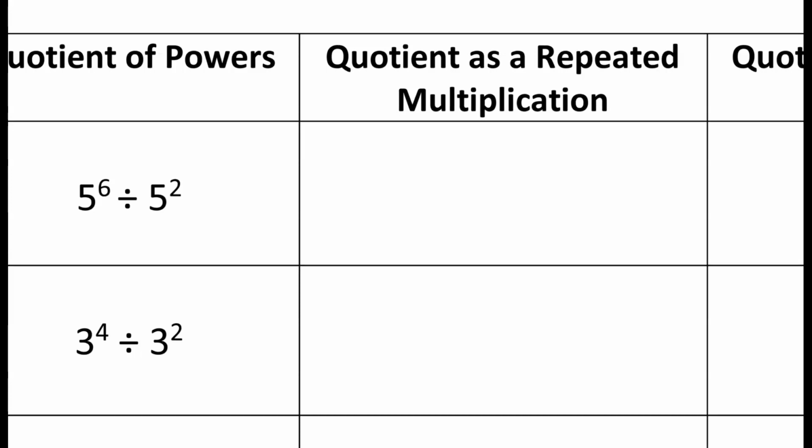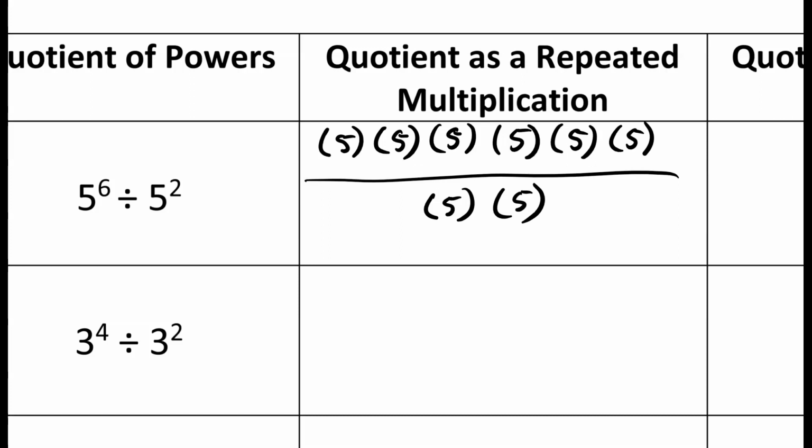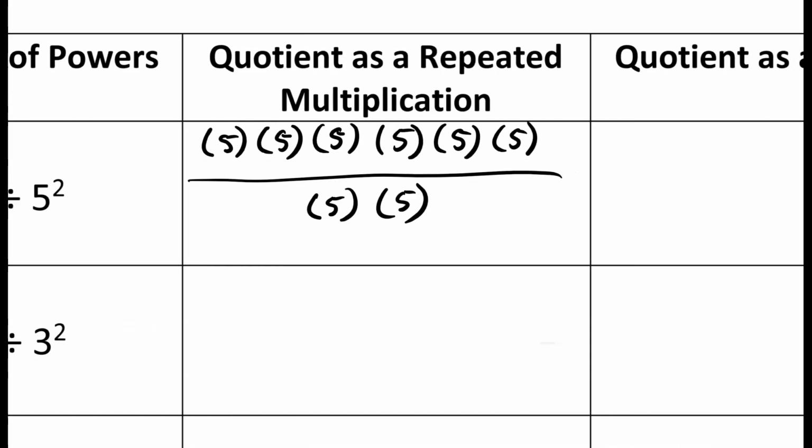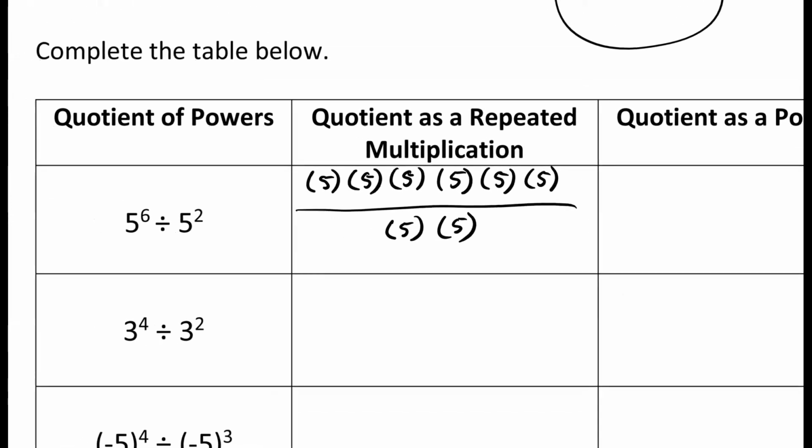So 5 to the power of 6 means 5 multiplied by itself 6 times. So you're going to write that out across the top. Then you're dividing it by 5 to the power of 2. So 5 to the power of 2 is 5 multiplied by itself 2 times. In this situation here, we're going to be subtracting the exponents. So for product law, you're adding the exponents together. For quotient law, you're subtracting the exponents.